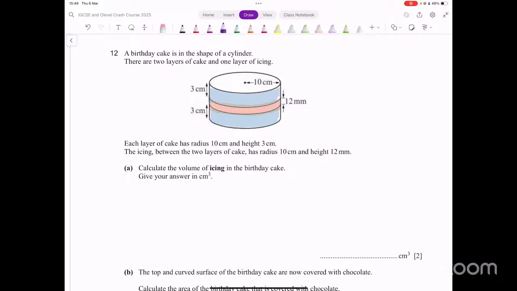Icing has radius 10 and height 12 millimeters. Now notice the difference between the units. You have to be careful about that. Calculate the volume of icing in the birthday cake. Give your answer in centimeter cube.